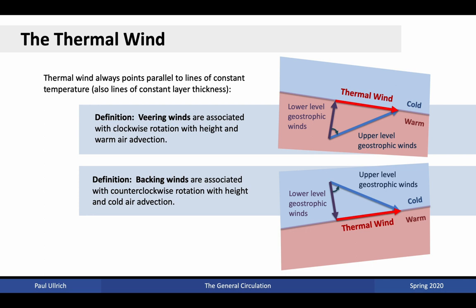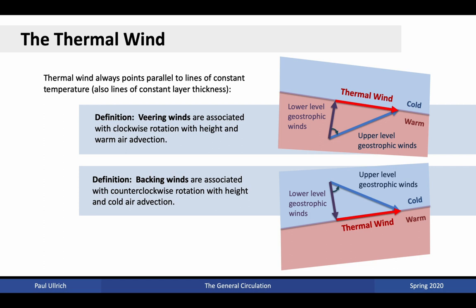All right, there are two types of winds that naturally emerge from this configuration. If it turns out to be that the winds tend to turn clockwise as you go from lower levels to upper levels, this is indicative of what is known as veering winds. Clockwise rotation with height is also associated with warm air advection, as we see in this figure. Because the thermal wind always points along lines of constant temperature, and the wind is always warm to the right of the thermal wind, in order to achieve this particular configuration, you must have that air is being advected from the warm region into the cold region.